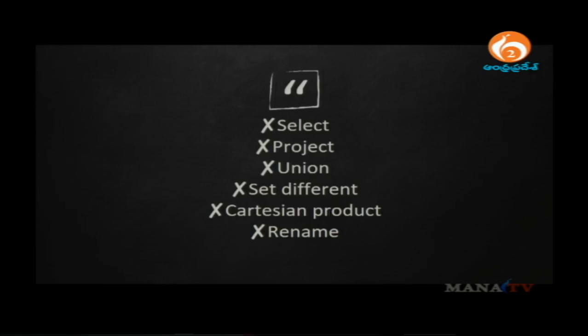There are a number of operations like select, union, intersect and so on. I have 6 different topics here. Just look at the screen, and you will find 6 different things: select, project, union, set difference, Cartesian product and rename. These are all 6 kinds of relational algebra operations. I hope you understand the meaning of relational algebra.